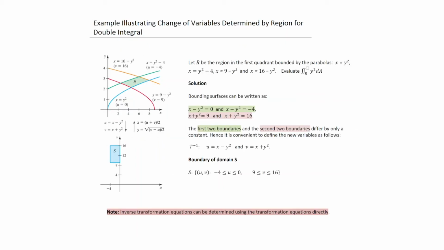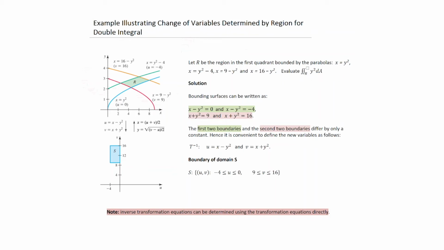All right, so let's basically go through the example. This is the case where we're dealing with curved lines. And so in this example, we'll let R be the region in the first quadrant. That means positive y, positive x, bounded by the parabolas x equals y squared minus 4, x equals 9 minus y squared, and x equals 16 minus y squared. The objective is to evaluate the integral y squared dA.